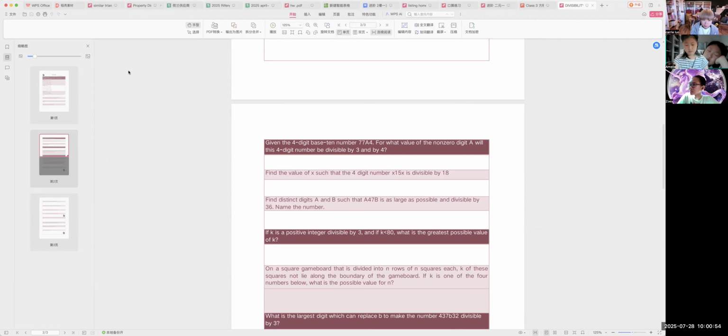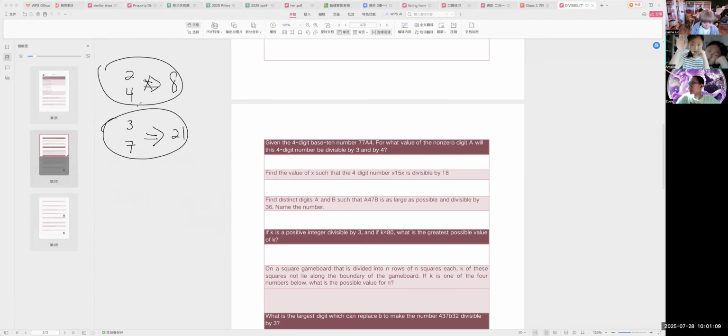Remember, a number divisible by 4 and divisible by 2 is not necessarily divisible by 8. But a number divisible by 3 and divisible by 7 is divisible by 21. Okay, remember I gave you some hints before the class. What's base 10? It's just a number, it doesn't really matter.